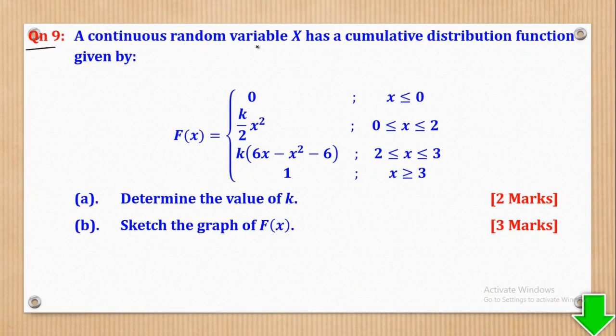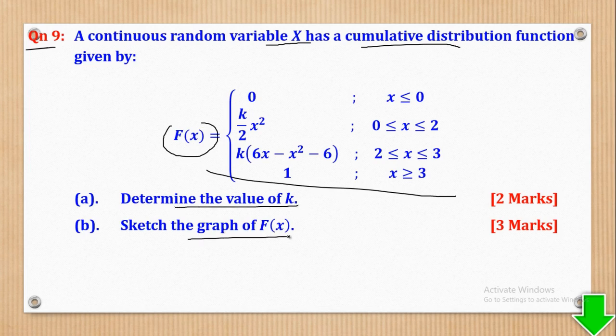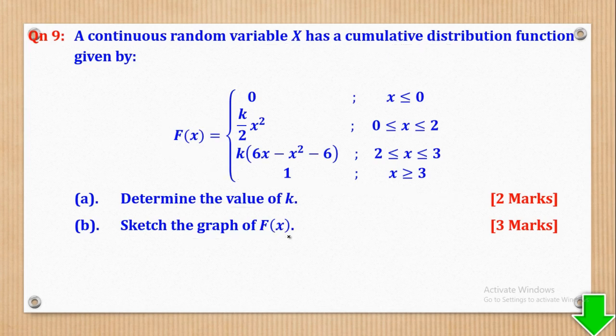It says a continuous random variable x has a cumulative distribution function given by capital Fx, which is equal to that. Determine the value of k, and part B, sketch the graph of capital Fx. So now for cumulative, we don't integrate. That's the first thing you need to remember. For cumulative, we only substitute. For example, if you look at this 0 is the same as this 0, meaning that when I substitute this 0 here and this 0 here, they will be equal. But when I equate the two, I realize that the k cancels because it will be 0. So that one doesn't work.